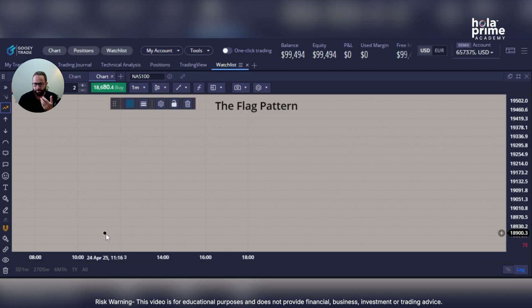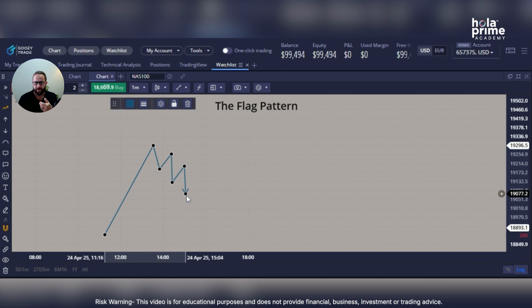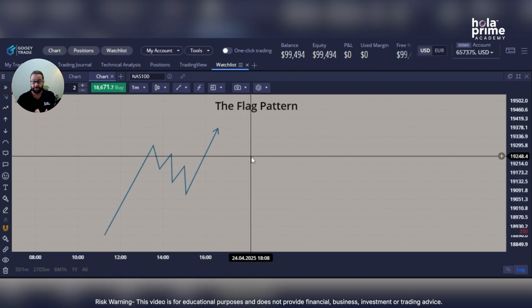Simply put, a flag pattern is basically a trend continuation pattern. Generally, in this case, let's say you'll have a bullish move to the upside, a nice strong move to the upside, and then you'll have a counter corrective phase that goes against the actual trend. At some stage that corrective phase ends, and then you'll have a strong breakout back to the upside. Therefore, it's called a continuation pattern.